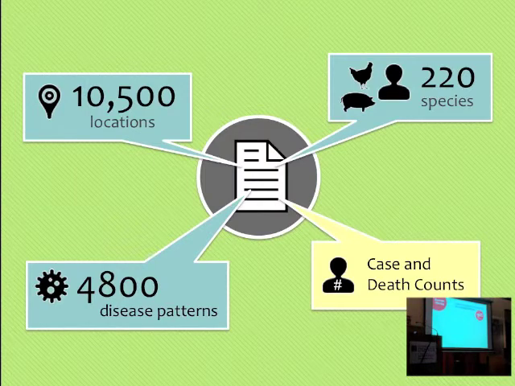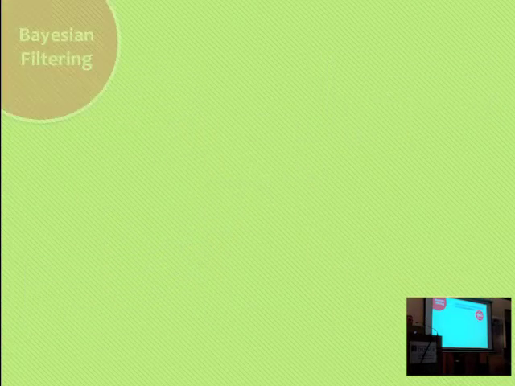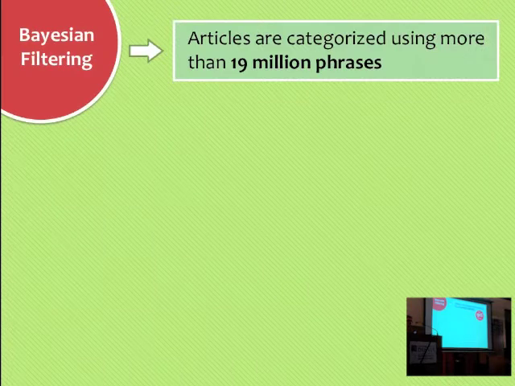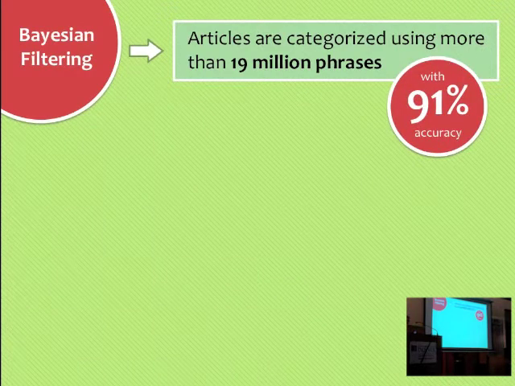Bayesian filtering is essentially a spam filter. It's the same technique that your spam filter uses for your email, and we use that to classify our HealthMap alerts. We can do this with over 19 million phrases in an automated fashion with 91% accuracy in English. We classify them into 5 different categories.